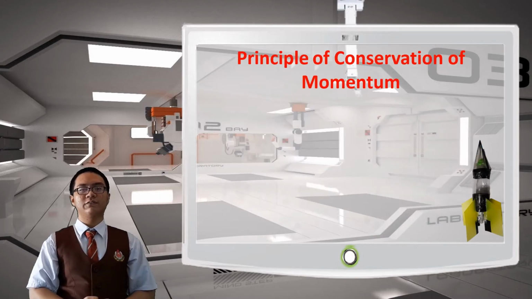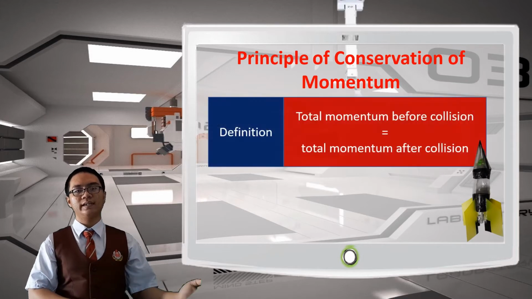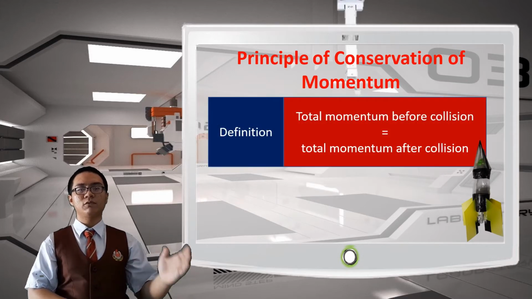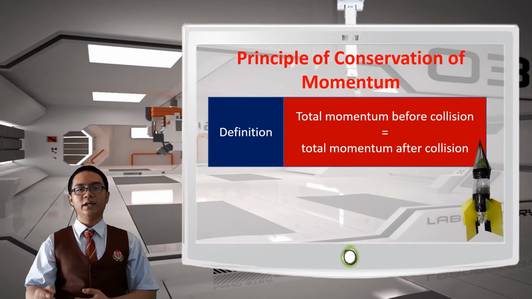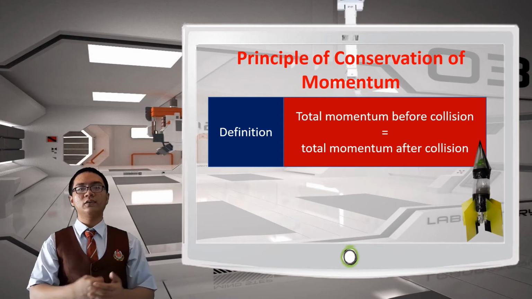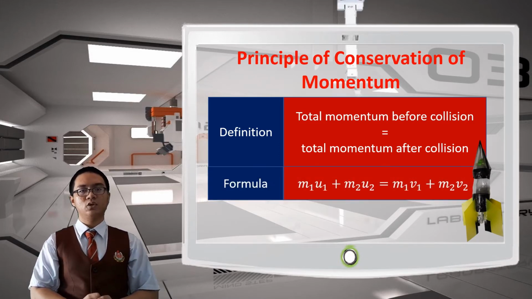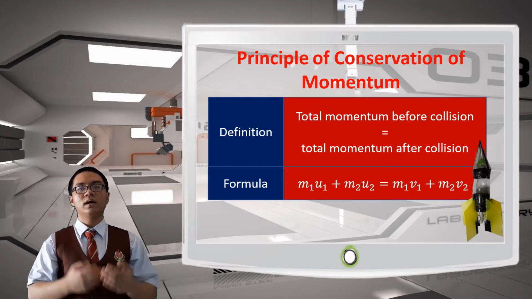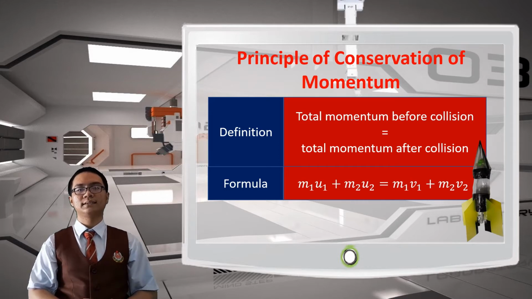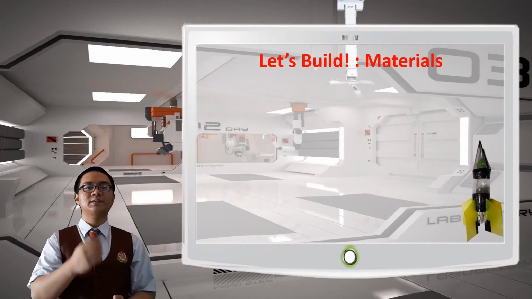The principle of conservation of momentum states that the total momentum before collision is equal to the total momentum after collision if no external force is acting on it. According to this principle, the equation will be m1 times u1 plus m2 times u2 equals m1 times v1 plus m2 times v2. Now, to simulate this principle, let's make a water rocket.